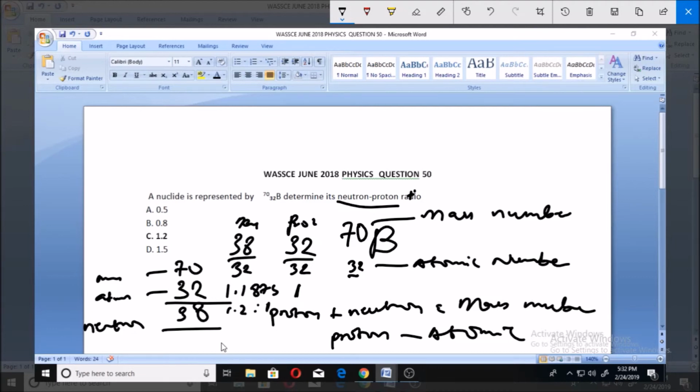So what we get is 1.2 is to 1. So 1.2 is the ratio, and that makes C the answer to this problem. C is the answer because it's 1.2 is to 1, and that is the answer.